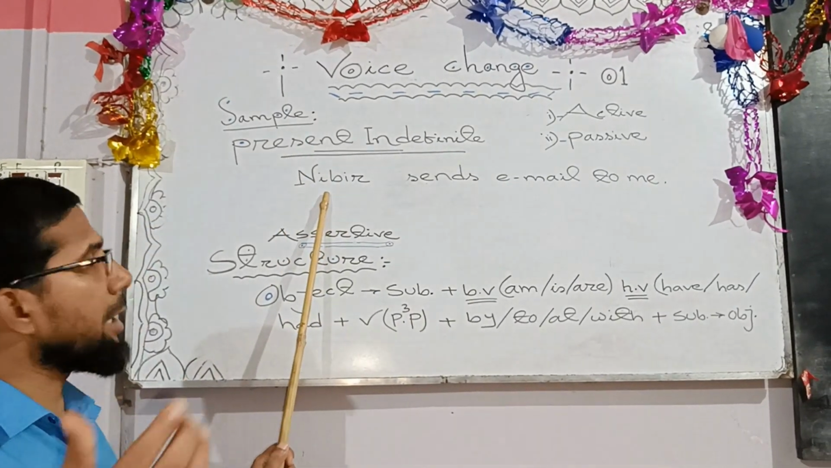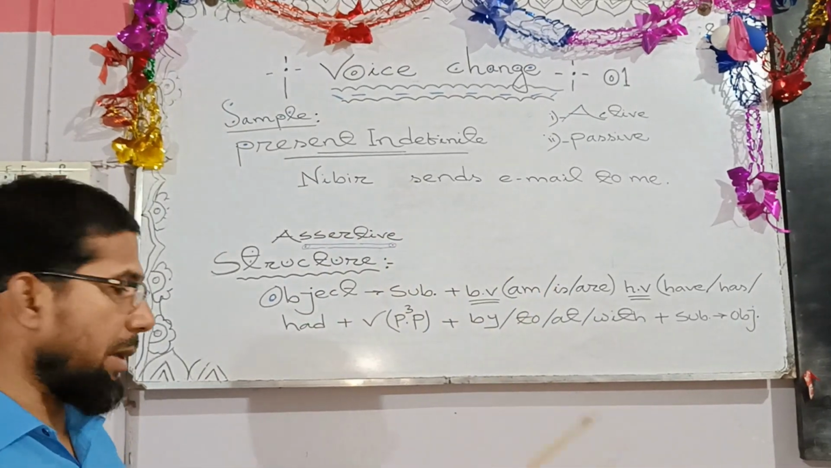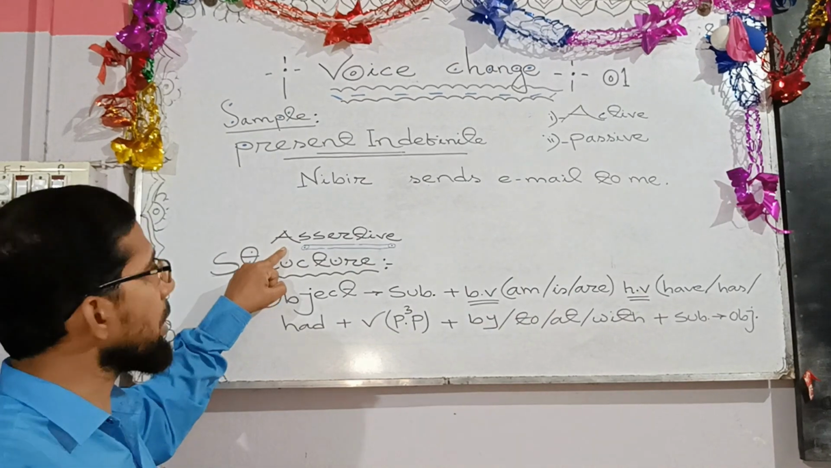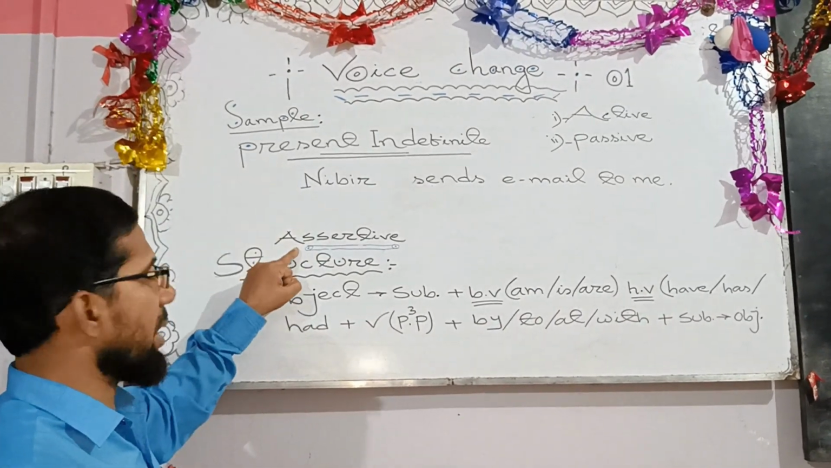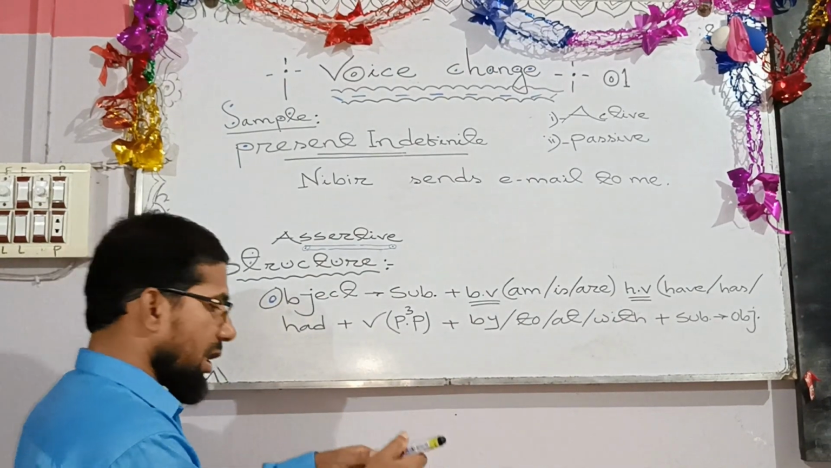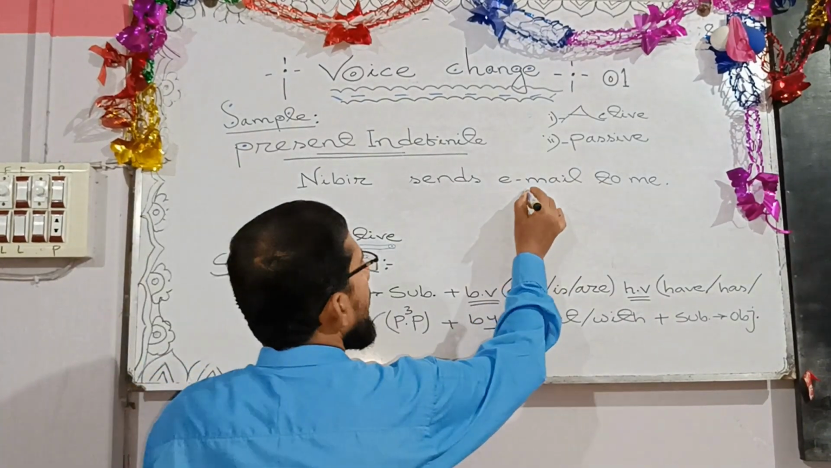Like I have written an example for you: Nivik sends me an email. Here, first of all, it is your duty to identify your sentence and tense. It is present indefinite and also an assertive sentence. That's why our structure says to change object to subject. What? Email.